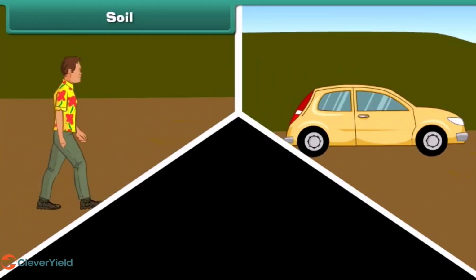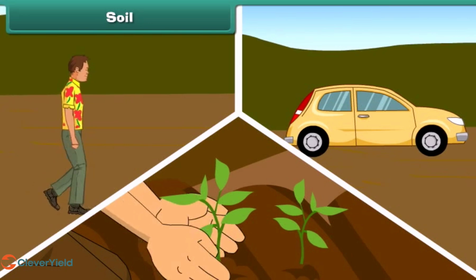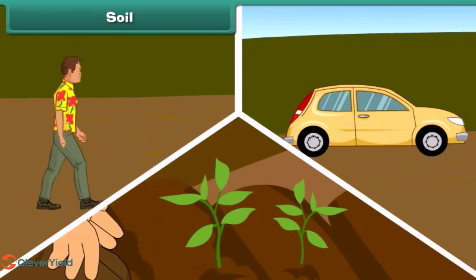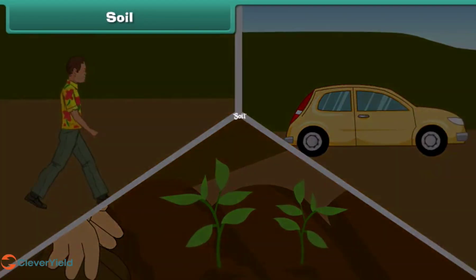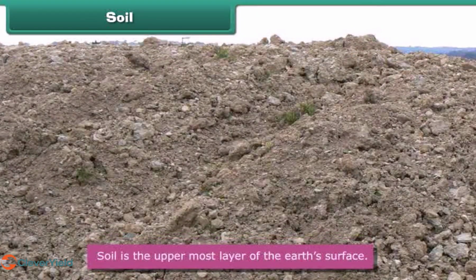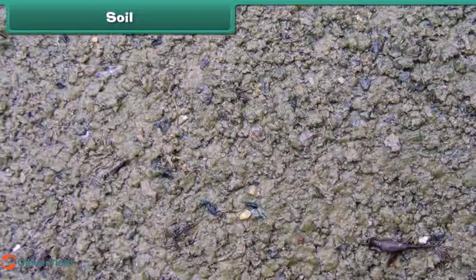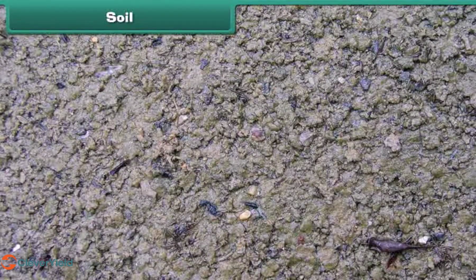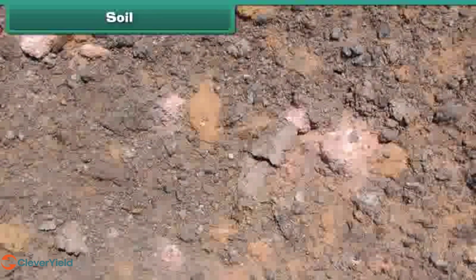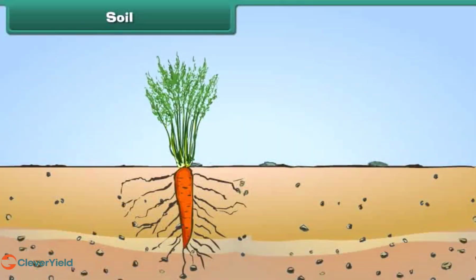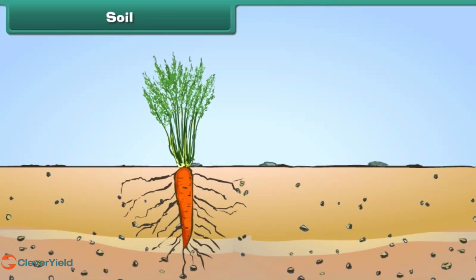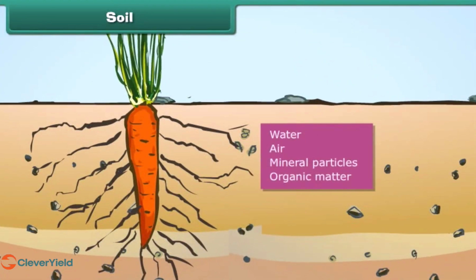It is everywhere. We walk on it, we drive on it, and we grow plants on it, and so on. Wondering what is it? It is soil. Soil is the uppermost layer of the earth's surface. It consists of a mixture of rock, finely ground into powder, water, air, minerals, and a variety of living and dead life forms. It serves as a natural medium for growth of plants. Most soils contain 4 basic components: water, air, mineral particles, and organic matter.